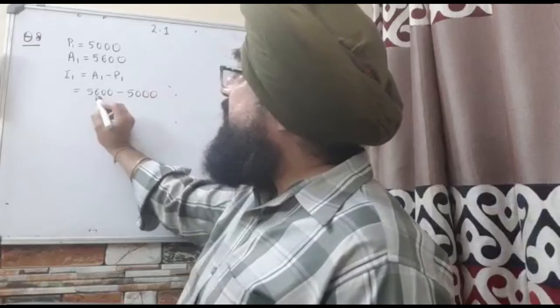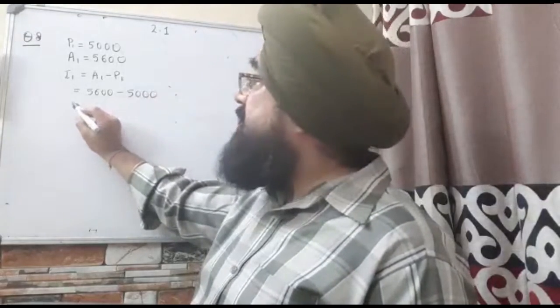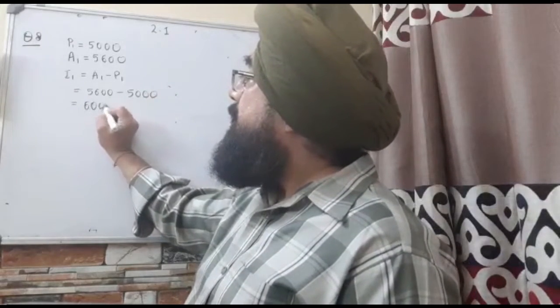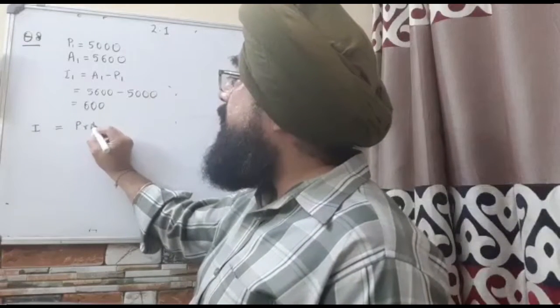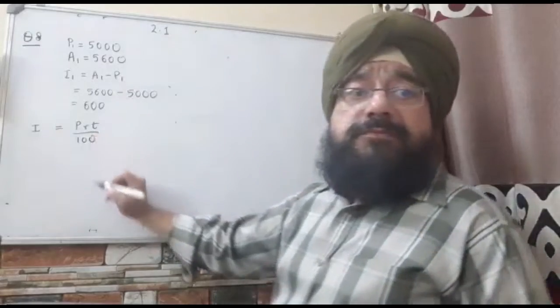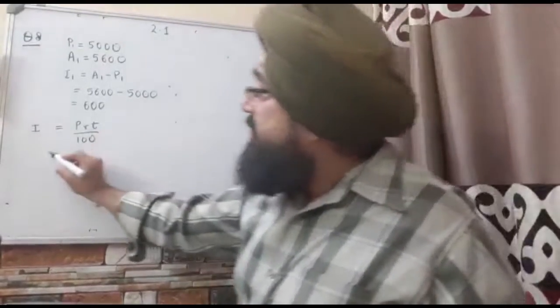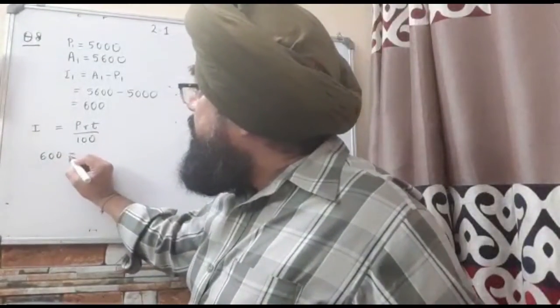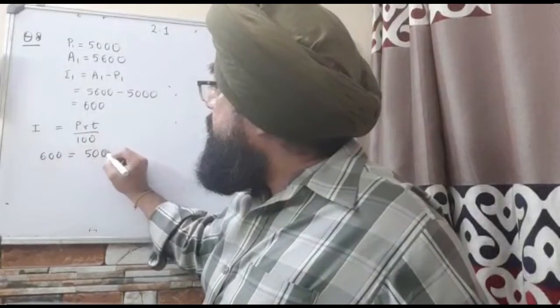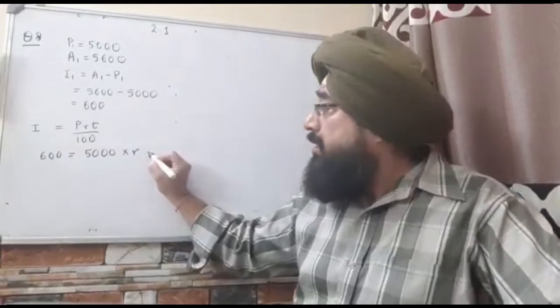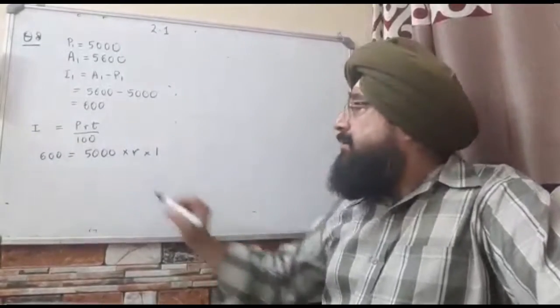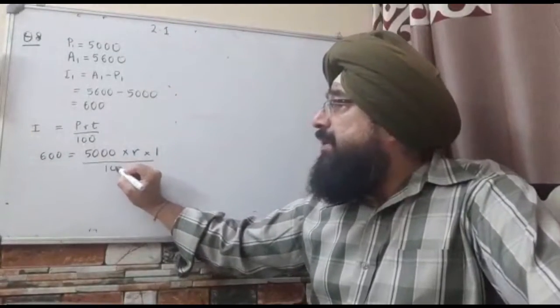आप 5600 में से 5000 directly minus करके लिख सकते हैं 600. And therefore you are eligible now to use this formula I is equal to PRT upon 100. So I here is 600, P you know is 5000, rate you don't know, so you put it R. Time is 1 year and upon 100, and it's just a play for you now.